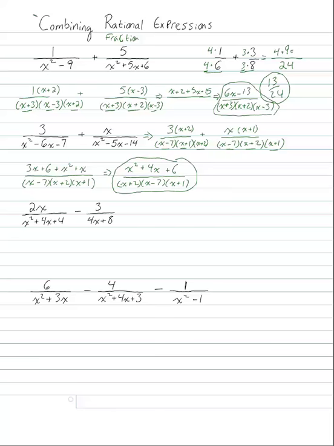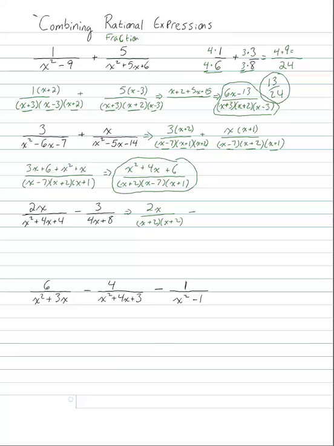Try the next one. So again, we're just combining. This time we're subtracting, but shouldn't be any different. So I'm going to first start off by writing them with factored denominators, or factored terms. I can't factor any of these numerators, so I've just been leaving them alone. First one is 2x over x squared plus 4x plus 4, so x plus 2, x plus 2. Second one is 4x plus 8.